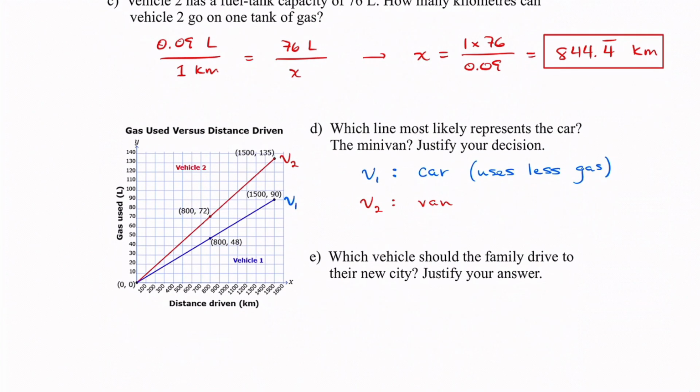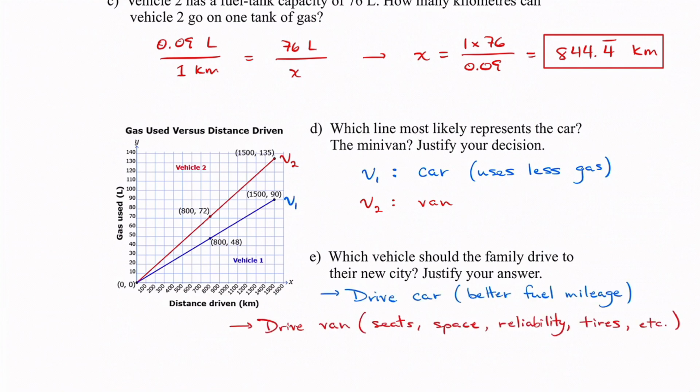Lastly, we have part E, and this question says, which vehicle should the family drive to their new city? Justify your answer. So if you were driving, most likely you'd rather drive something that got better fuel economy. So you're most likely going to want to take the car over the van, but there could be options where you might pick the van over the car. So most likely you're going to pick the car because you're going to get better fuel mileage.